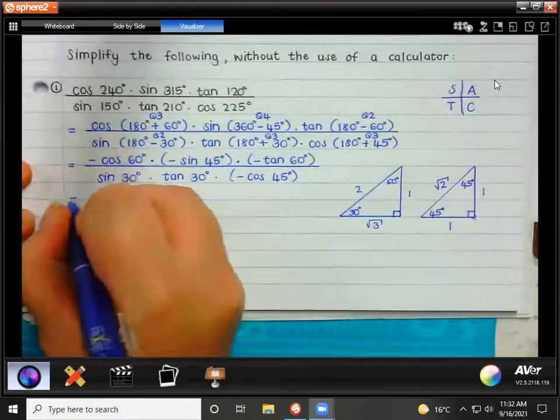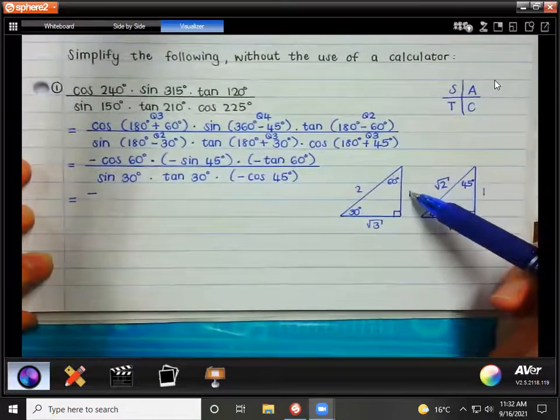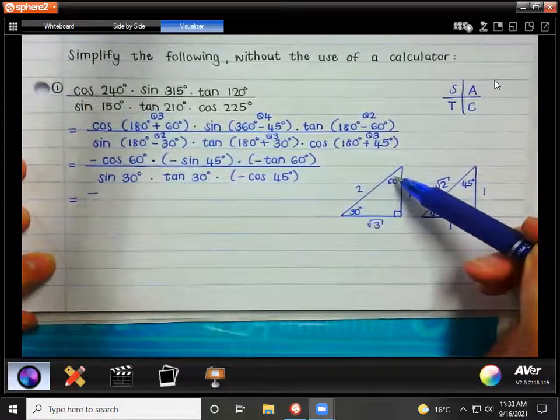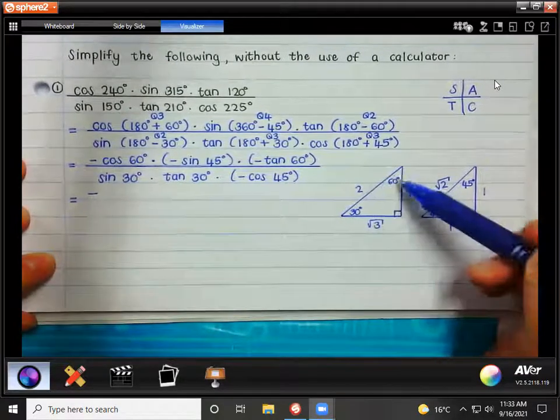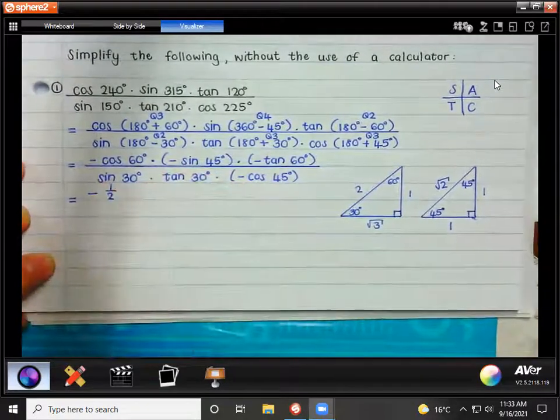Okay, negative cos 60. We're looking at this triangle. Cos 60 is adjacent over hypotenuse. Remember, cos is adjacent over hypotenuse. So 1 over 2. So cos 60 is a half, but that's negative a half, right?